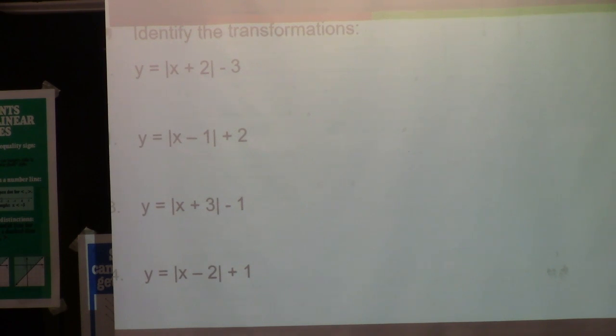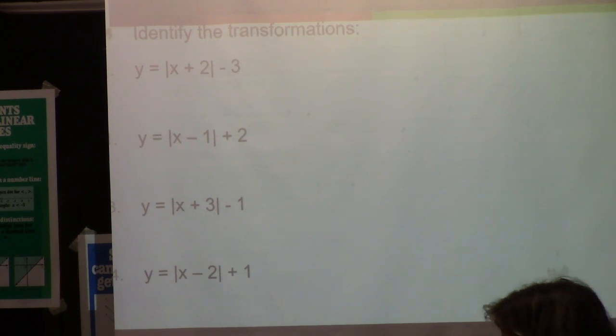So it's x plus 2. I went 2 units left, right? Because negative 2. And then what did I do? Down 3 units. So outside the absolute value, it goes in the direction you think it should. So I went 2 units left and 3 units down.